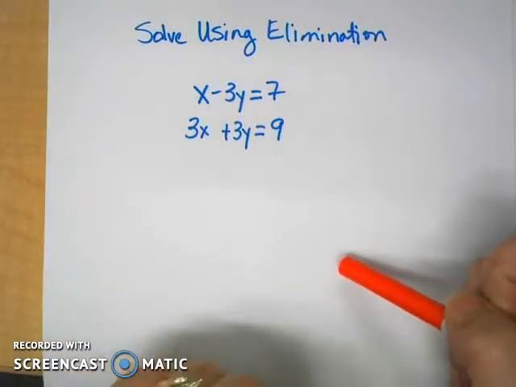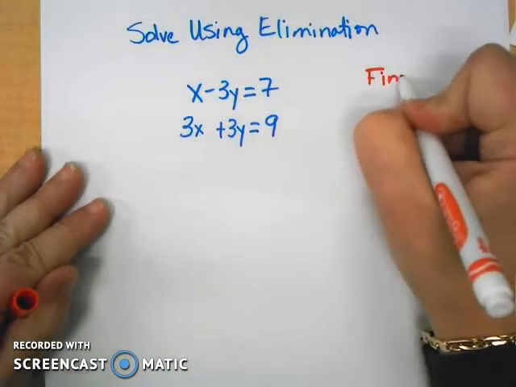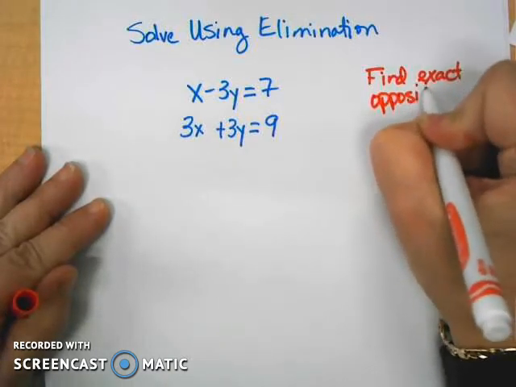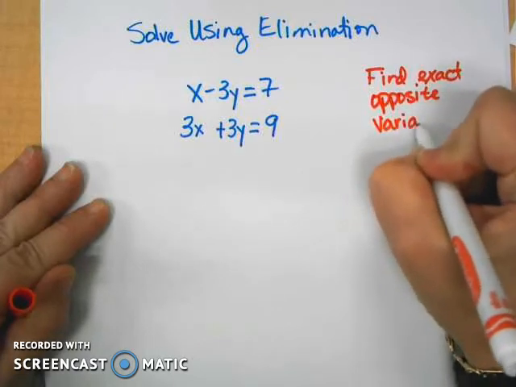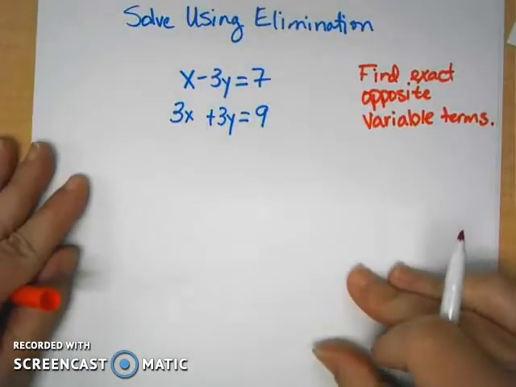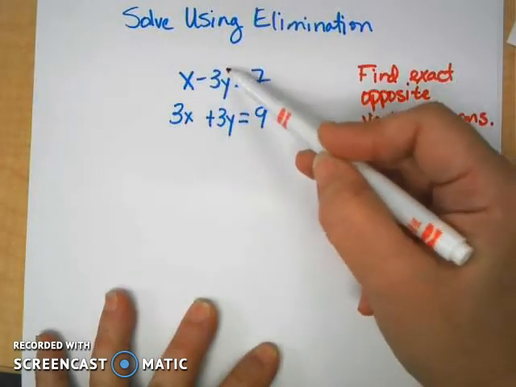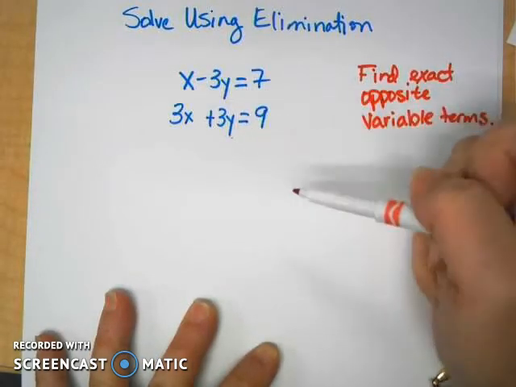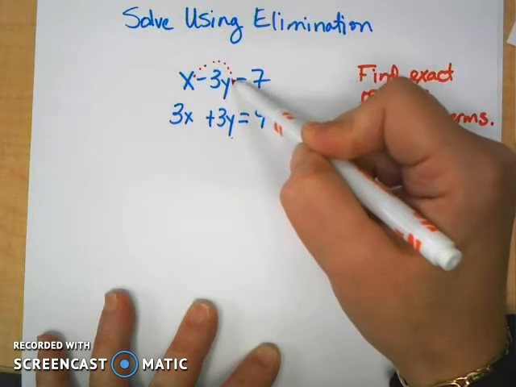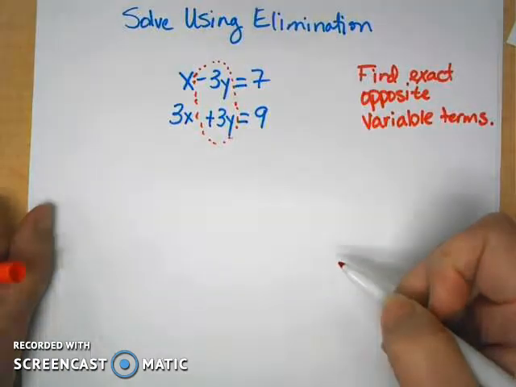What we're trying to find are opposite terms. We're trying to find exact opposite variable terms when we look at the like terms. So what we're saying here is that what we'd like to do is compare the x terms and then the y terms. And I can see here clearly that in this example, the negative 3y and the positive 3y are exact opposites. Those are exact opposites.